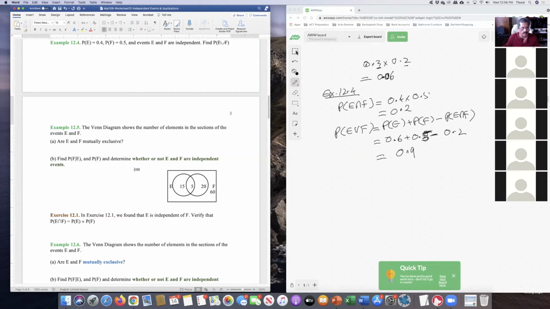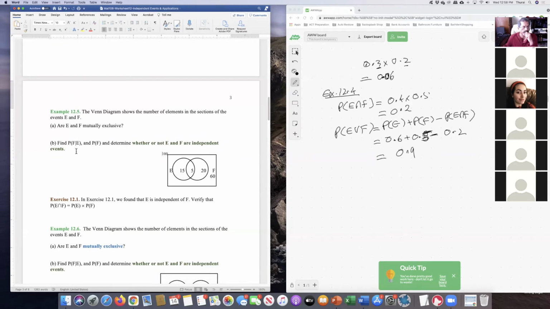So now we can answer the questions. Are E and F mutually exclusive? What's your answer? No, there is an intersection. When there is something common to them, both events can happen at the same time. So therefore, they're not mutually exclusive. Find the probability of F given E and the probability of F, and determine whether or not E and F are independent. Okay, so we can find F given E and the probability of F to determine whether they are independent or not. So I'm doing that on the board.